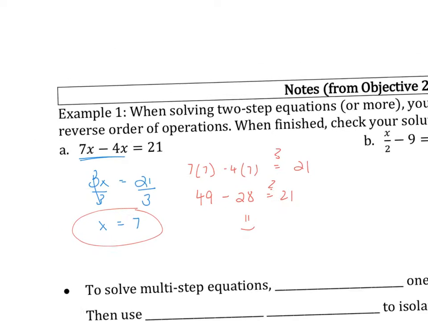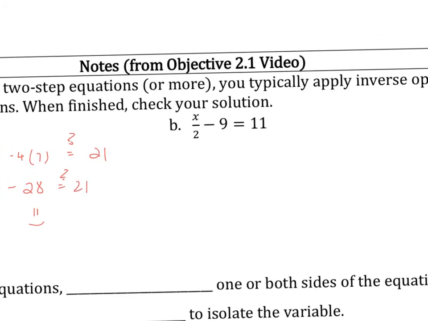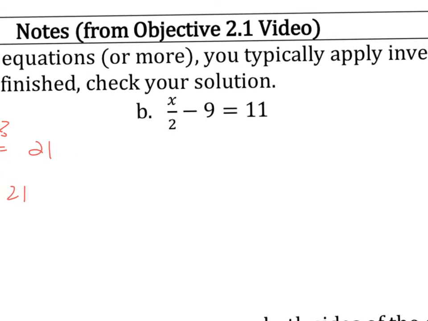Let's check out example 1b. So here there's a little bit more going on. There's nothing to simplify because there's no parentheses or like terms that need to be combined on either side. So let's go ahead and read our equation and see what we need to do. We have x divided by 2 minus 9 equals 11. How do I know where to start? What do I undo first?